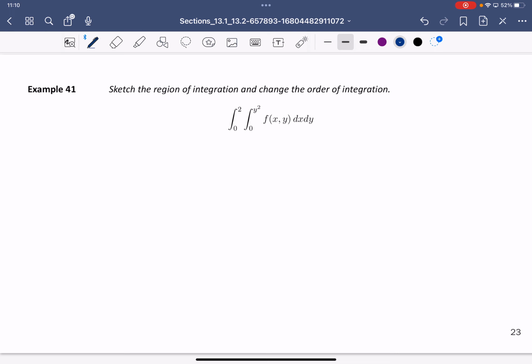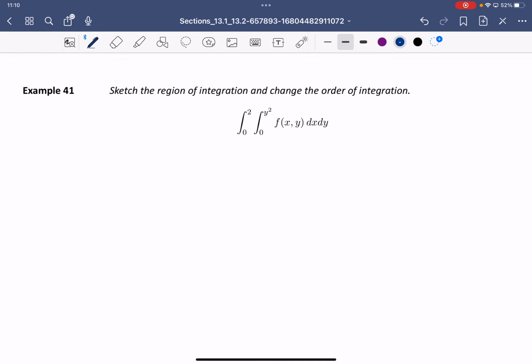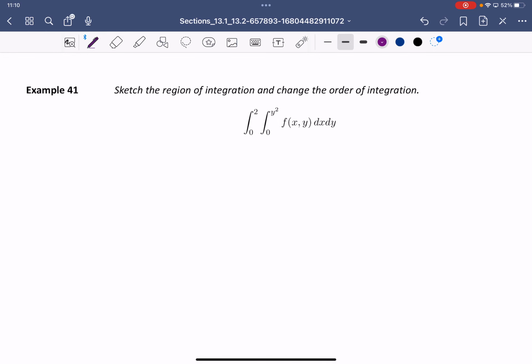example 41, I want you to sketch the region of integration and switch the order of integration. So similar to the previous exercise, we're gonna take a look at here. Now we have the x dy. We want to switch to dy dx. So this means x starts from 0 to y over 2, and then y is gonna start from 0 to 2, right?